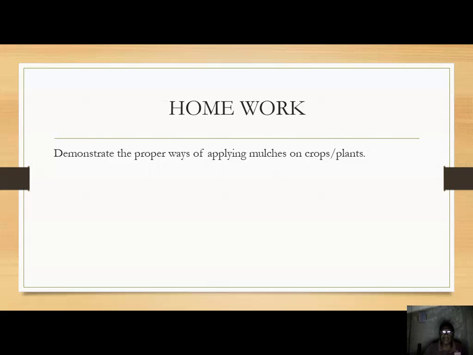let's sum up our lesson by looking at the main content of this lesson. We have talked about the definition of mulch and mulching. We also talked about the materials that we can use for mulching, and finally we also looked at the benefits or the advantages of mulching as one of the soil conservation methods.